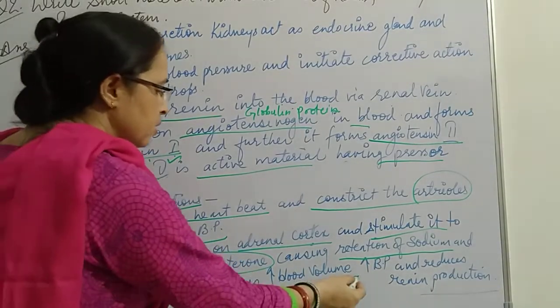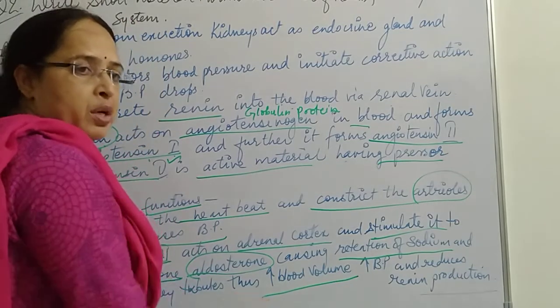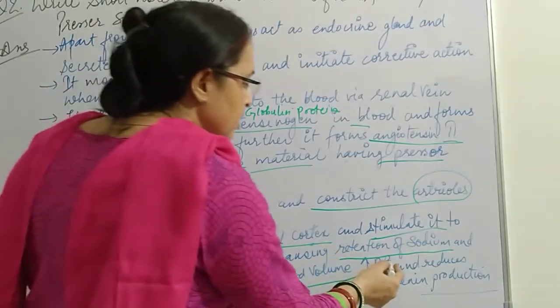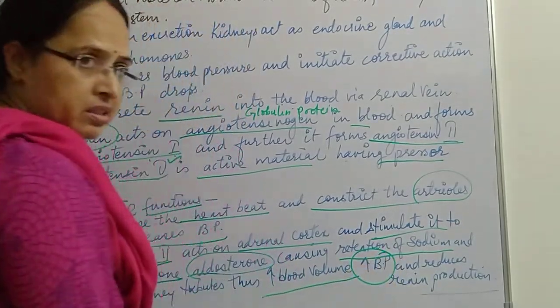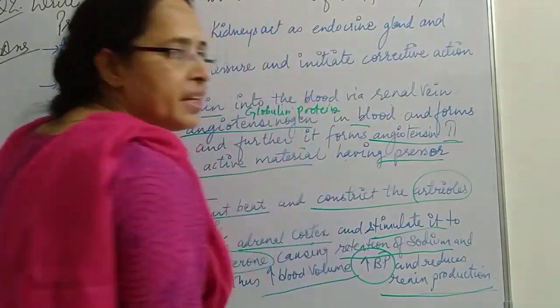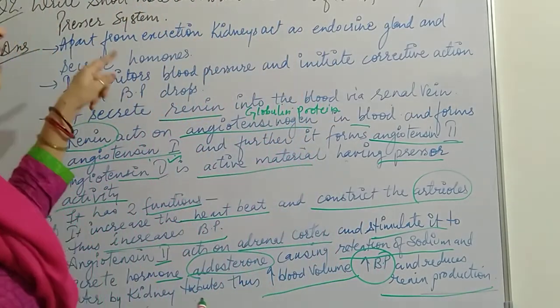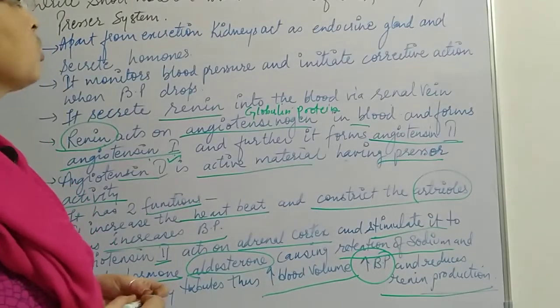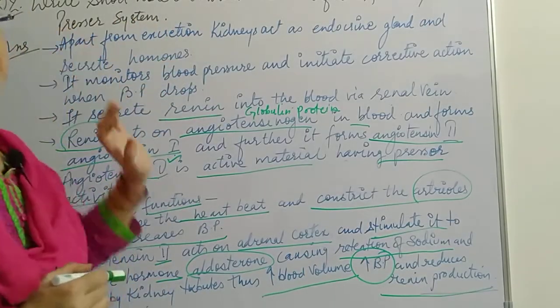As a result, this increases the blood volume because the salt and water enter into the blood, and the blood pressure also increases. When blood pressure increases, renin production decreases. So here the kidney is checking the blood pressure also. So this is called the renal pressure system.